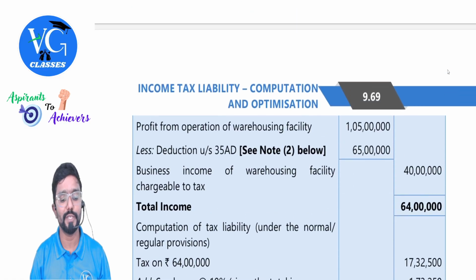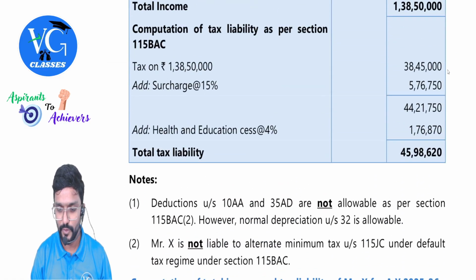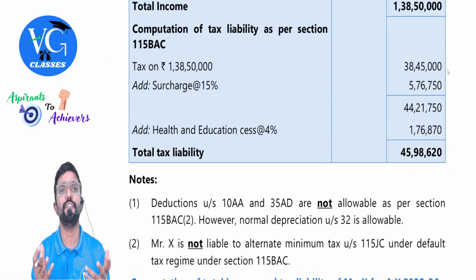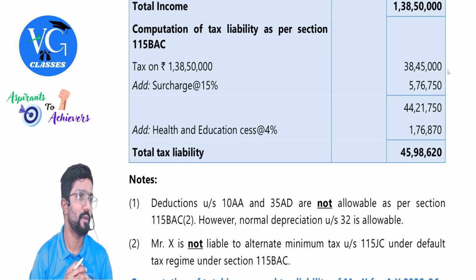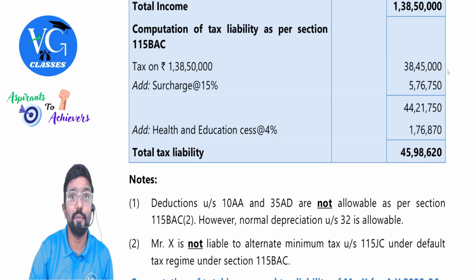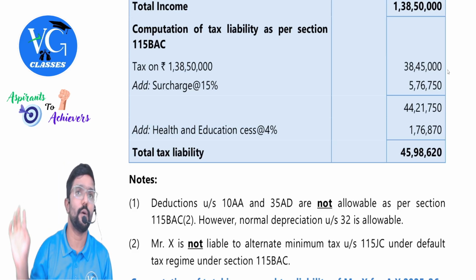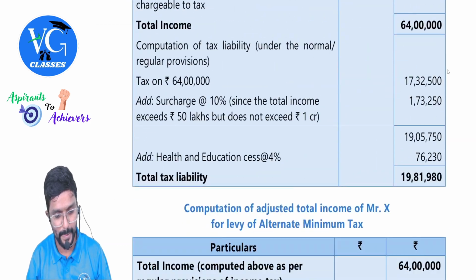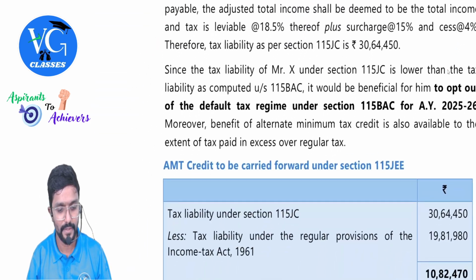Under default regime is how much, guys? 45 lakh 98, which is beneficial, optional. Which is beneficial, optional, and moreover, you will get credit also, AMT credit. So, which is more beneficial? Optional.